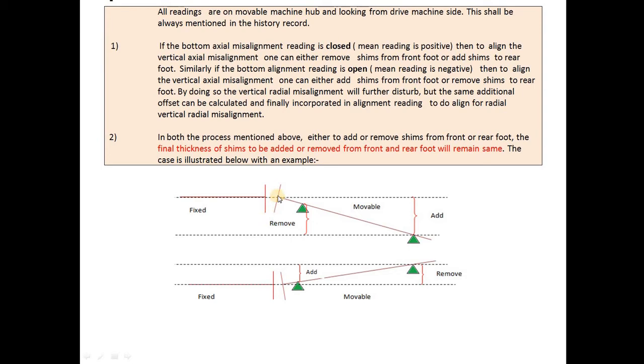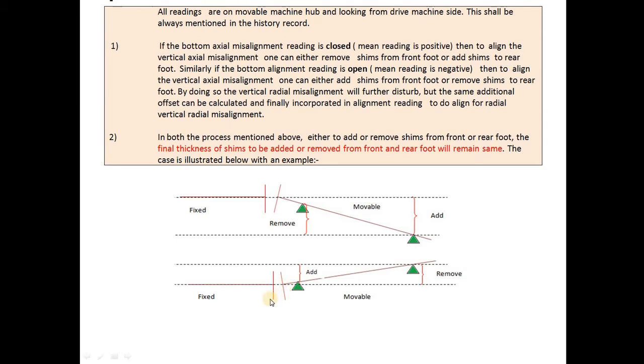To correct the axial misalignment, particularly when the bottom is closed, we can remove this much of shim from the front foot, or we can add this much of shim at the rear foot. You can take either decision. But once you calculate and remove or add this much of shim, what will happen? Your radial reading is going to change, and you have to adjust the radial reading accordingly to do the final alignment.